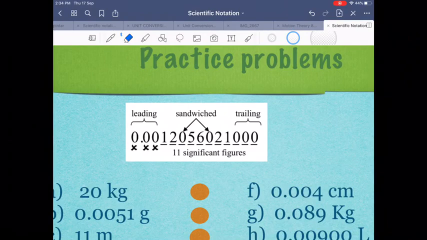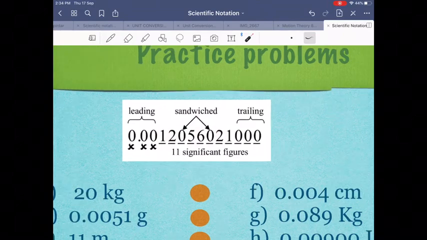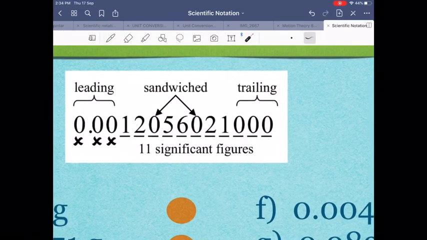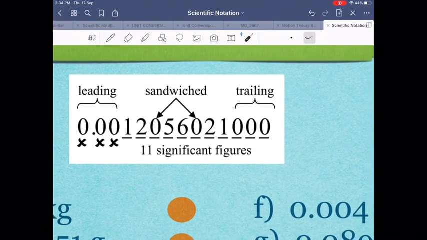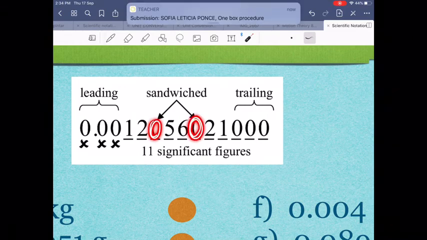The first rule is that numbers from 1 through 9 are always significant. We can see that all of the numbers from 1 through 9 will always be significant. Rule number 2 is that those zeros that are in between, like sandwiches, will always be significant.